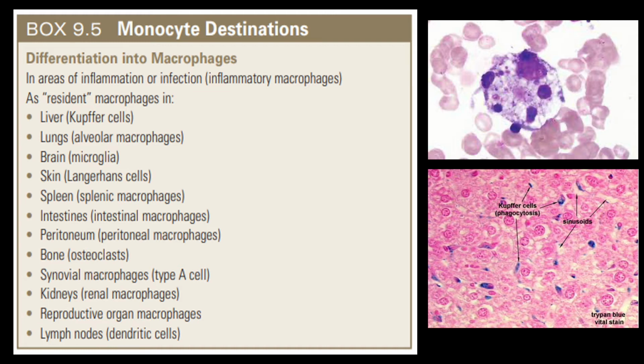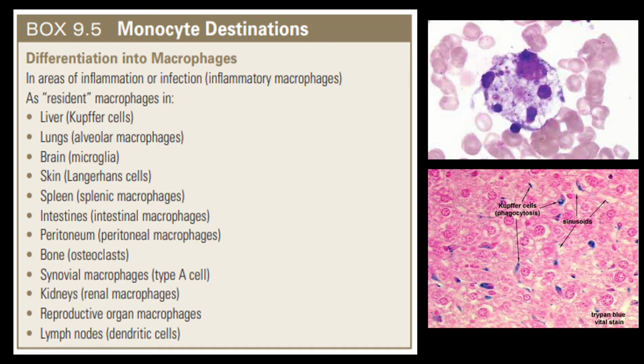In the brain, we have the microglia, Langerhans cell for the skin, splenic macrophages seen in the sinusoids in the spleen, intestinal macrophages in the intestine. Then we have peritoneal macrophages in the cavities in our body. We have osteoclasts for the bone. We have type A cells for the synovial macrophages. We have renal macrophages or the mesangial cells in the kidneys.